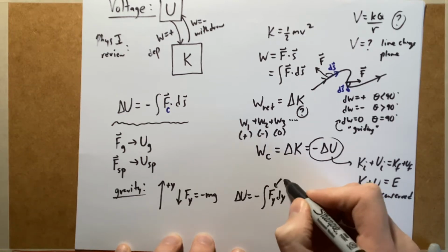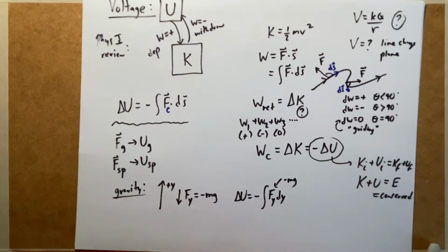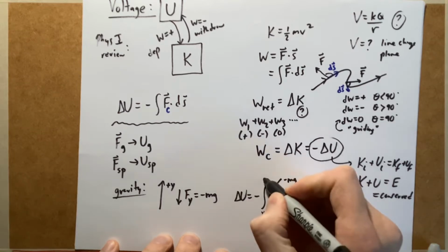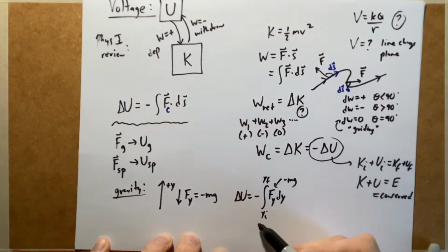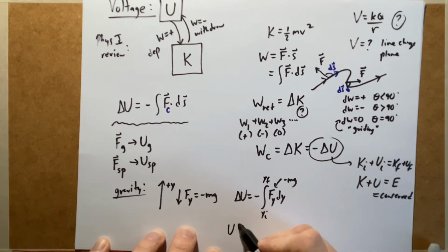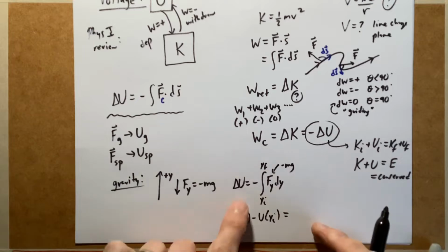We throw that in here, minus mg. And let's figure out what the bounds of our integration are. I guess just generically, I'll call it y initial to y final. So if I integrate from y initial to y final, I will get delta U, which is the difference between the potential energy at the final y and the potential energy at the initial y.